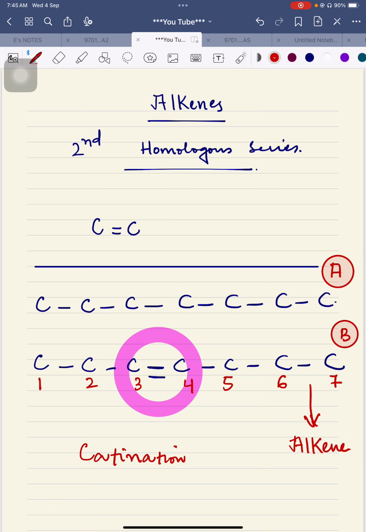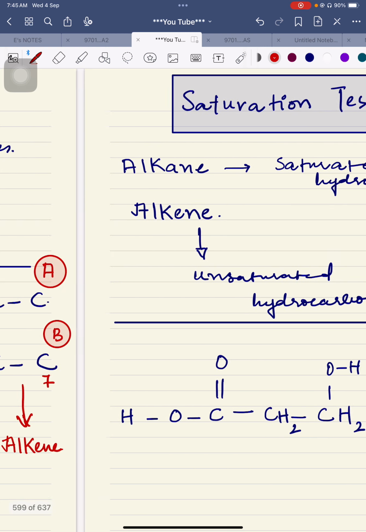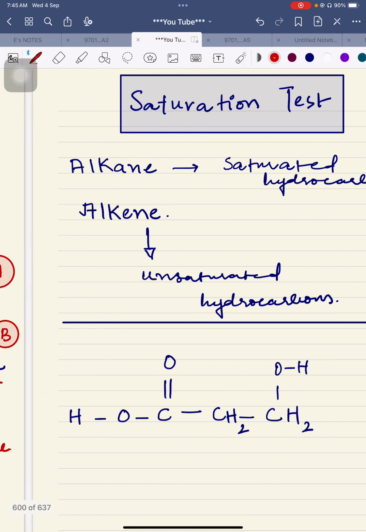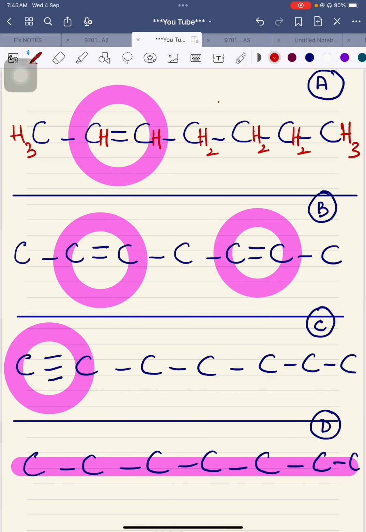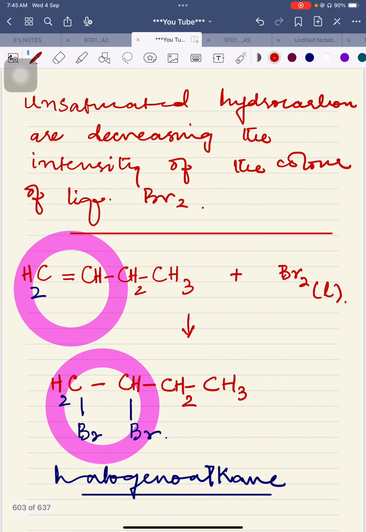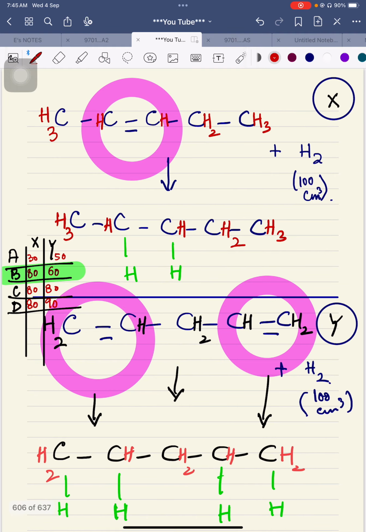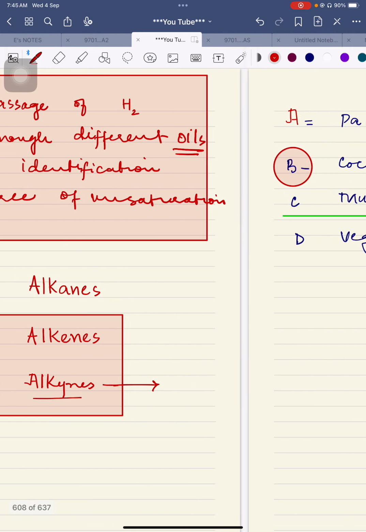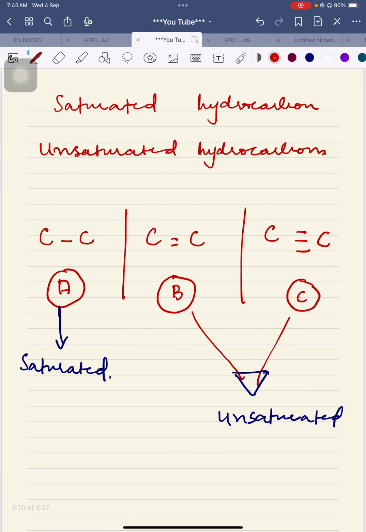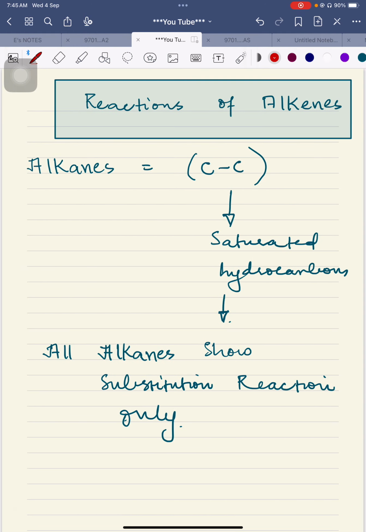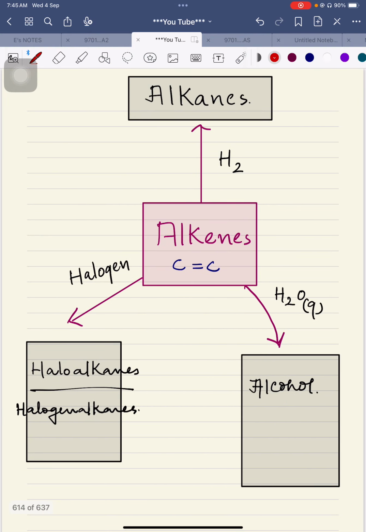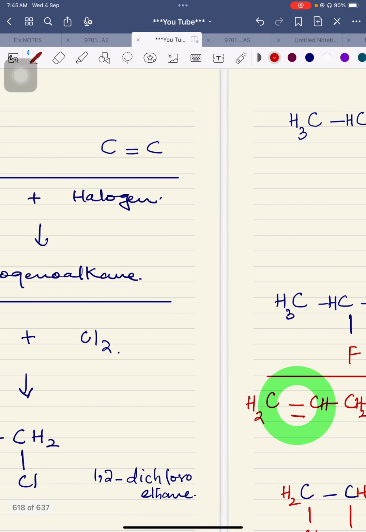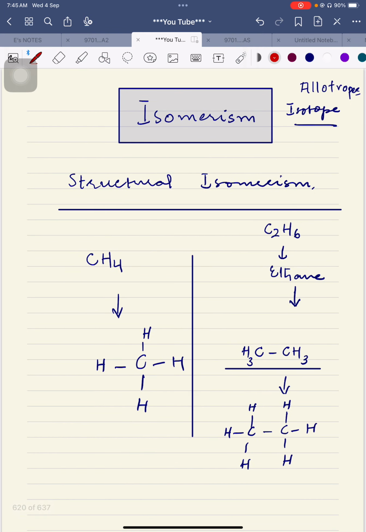This is the alkene, the second homologous series, their names, what is called catenation, and what is the saturation test. After saturation, we moved to the next point, and these are the different questions related to saturation. After saturation, I shifted you to the reactions of the alkenes. After the reactions of the alkenes, we have moved to the naming of alkenes along with the topic of isomerism.